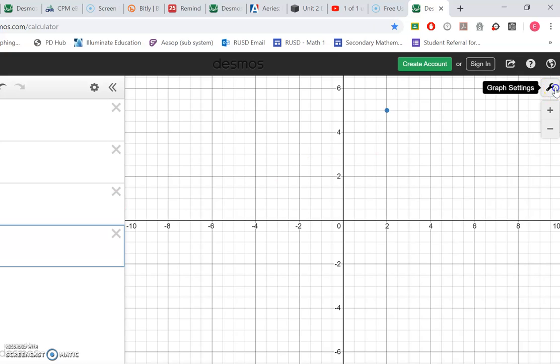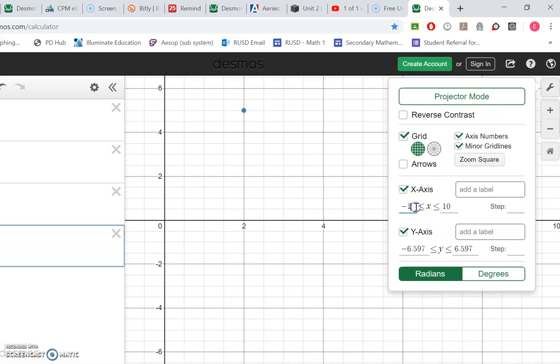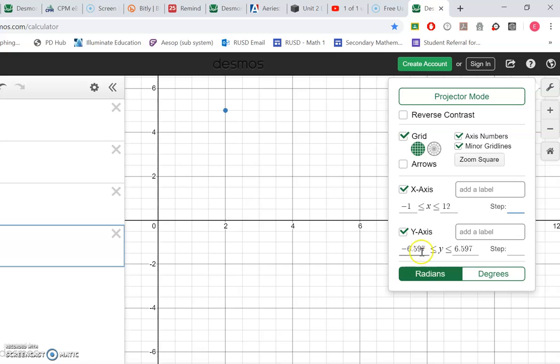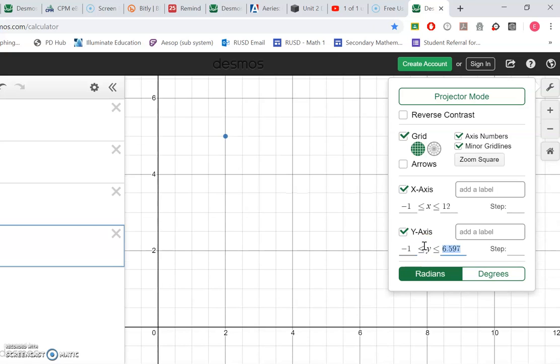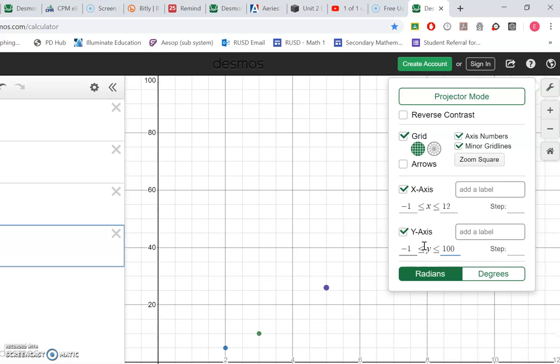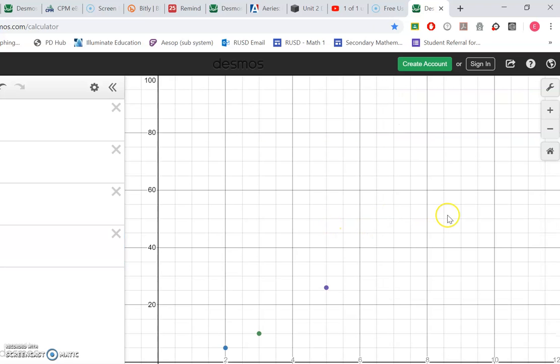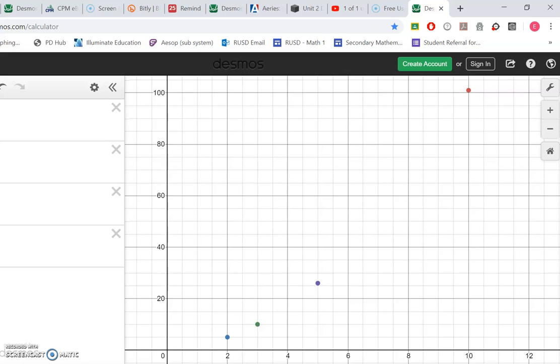And so I don't need very many negative numbers on my x-axis. I don't need to go past 10. Let's go up to 12 though. My y-axis, I don't need any negative numbers, but I do need to go up to 100 plus. So it looks like it might be something squared. Yeah, it's x squared plus 1.